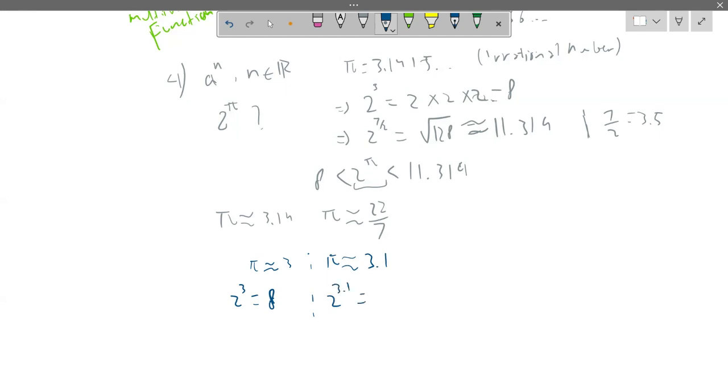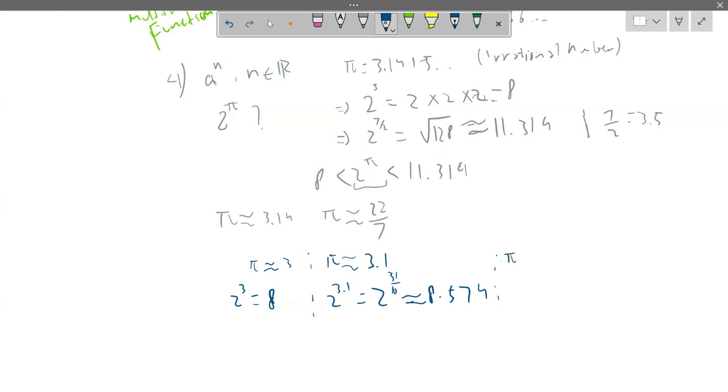And this can be calculated, even though it's difficult and might require a calculator. So this is equal to 2 to the power of 31 over 10. If you plug this into your calculator, you get 8.574. But we can do better.